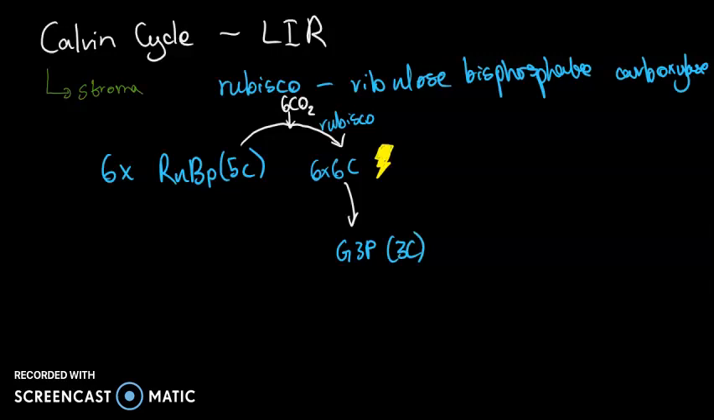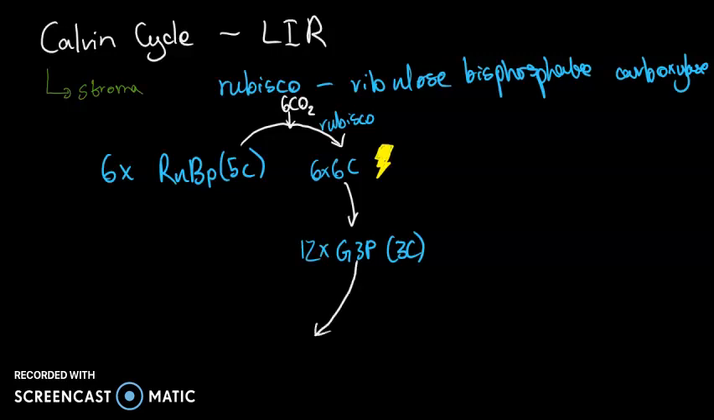Earlier we had 6 times 6 carbons, so 6 carbon compounds, that's 36 carbons. Now how many 3 carbon compounds do we have? Remember, we should have the same number of carbons, so we're going to have 12 of these.